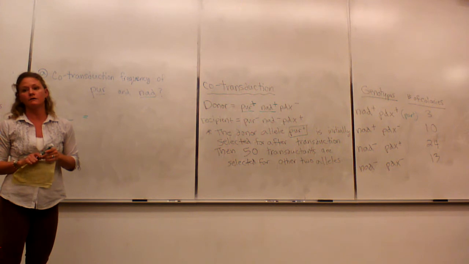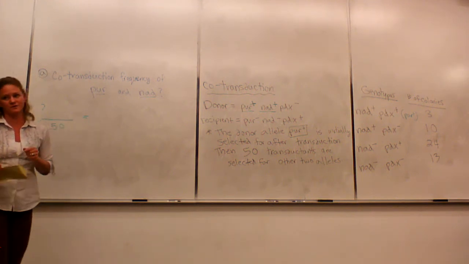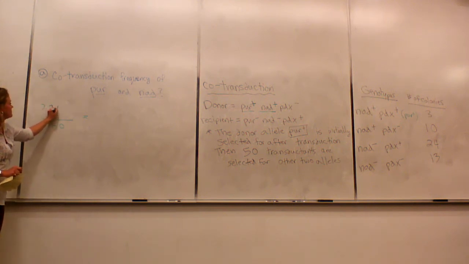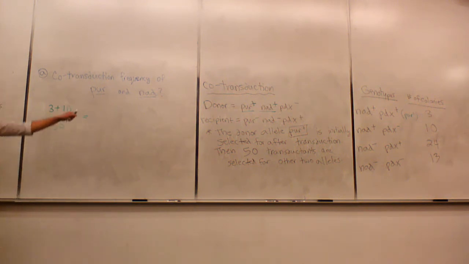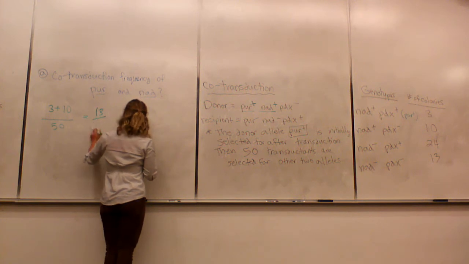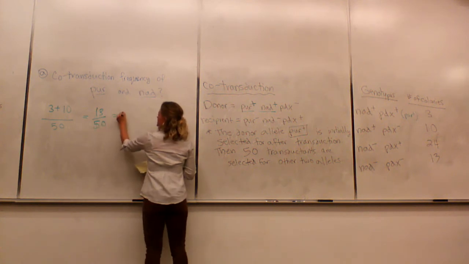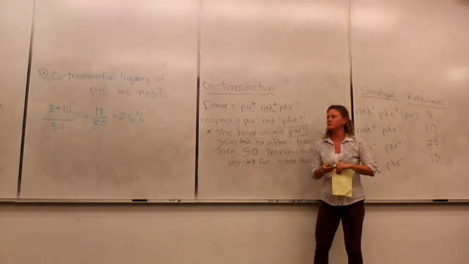I'm very methodical about this. So you're looking for the pure plus and the NAD plus? Yeah. So we could count that first one, right? 3. What else? 3 and 10. Okay. Both have pure plus and NAD plus. They both had the phage virus pick up those 2 alleles from the donor and put them into the recipient. So your final answer is 26. That's your co-transduction frequency for pure and NAD.